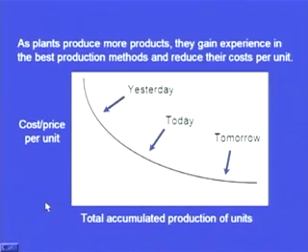Now, as plants produce more products, they gain experience in the best production methods and reduce their costs per unit. This is another example of why the average unit cost decreases when the volume increases or when time passes. With the passage of time, as plants produce more product, they gain experience, they know what the bottlenecks are, they are able to improve on those bottlenecks, and then the cost automatically comes down. The best production methods are also adopted, reducing the cost per unit. You can see here that the cost per unit decreases from yesterday to today to tomorrow. The accumulated production of units is increasing on the x-axis, and the average unit cost is decreasing with the passage of time.